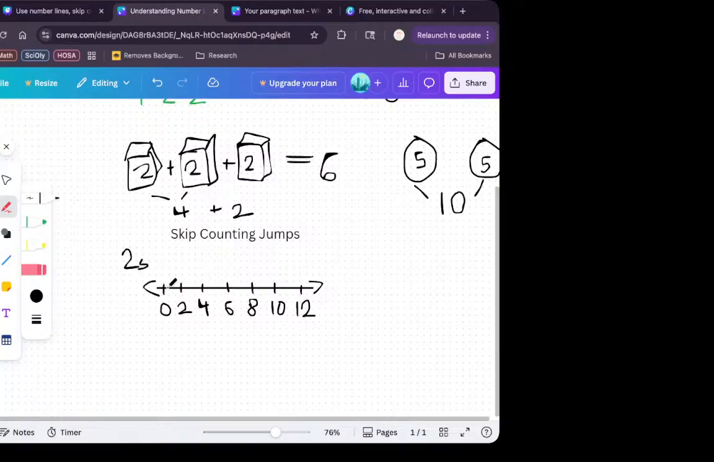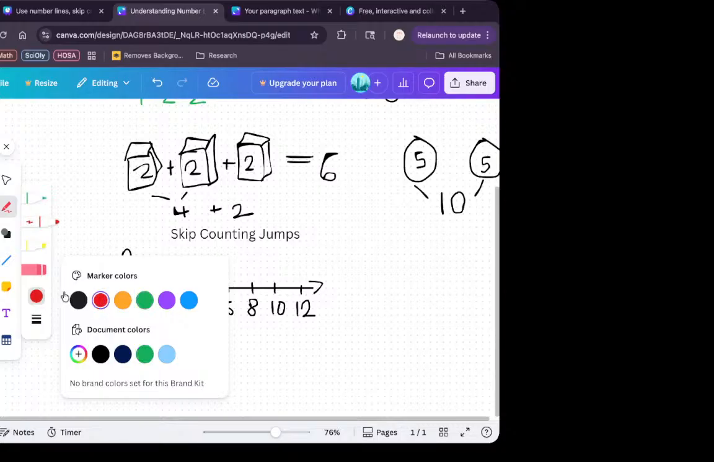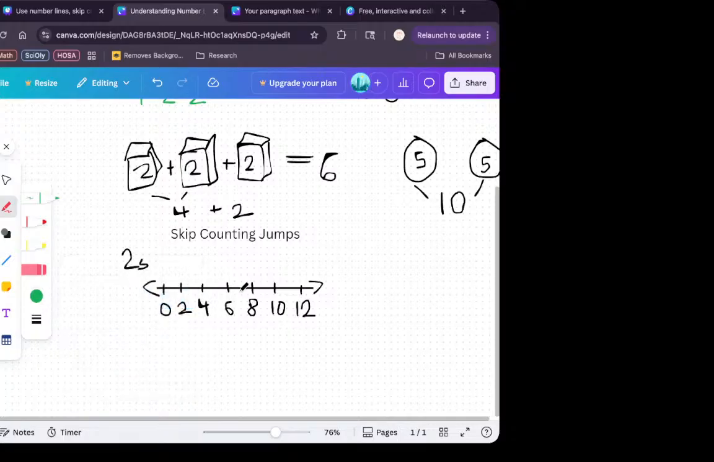So now, let's skip count together. But let's move forward and then let's move backward again. So for moving forward, let's say we start at 8 for this one, okay? And then we move forward 2 jumps. 1 jump, 2 jump. Plus 2, and then again, plus 2.